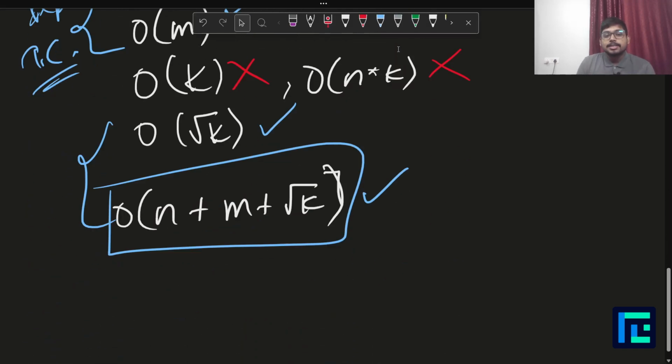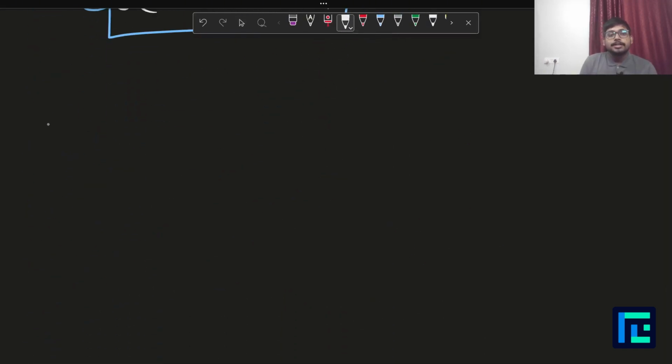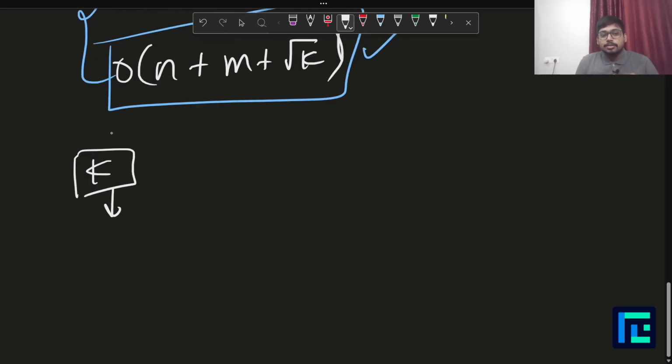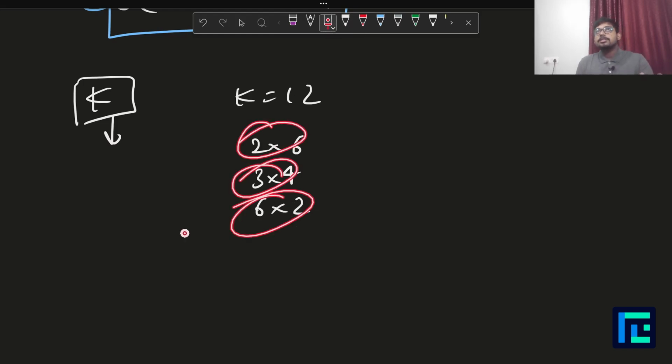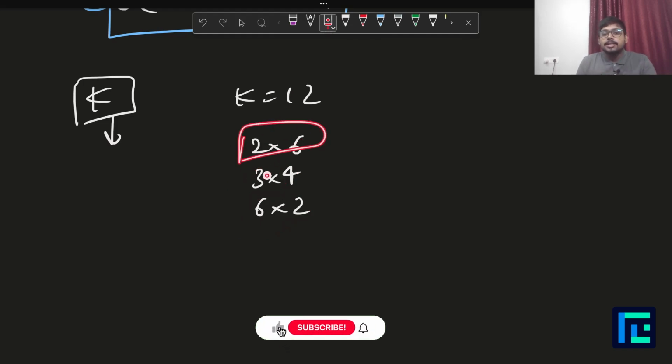So whenever we need to find subrectangles of size K, first of all we can partition K into different dimensions. Let's say K is 12. What dimensions of subrectangles can we have? We can have a 2 cross 6 subrectangle, or a 3 cross 4, or a 6 cross 2. These are the possible dimensions of the rectangle that we can have. So we can calculate our answers separately for all these.